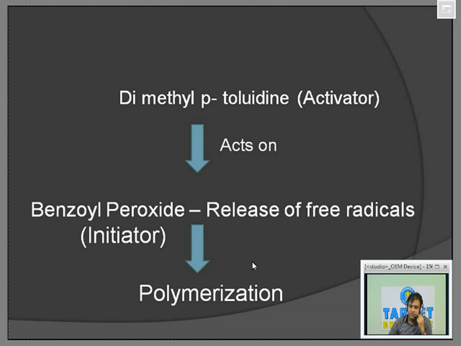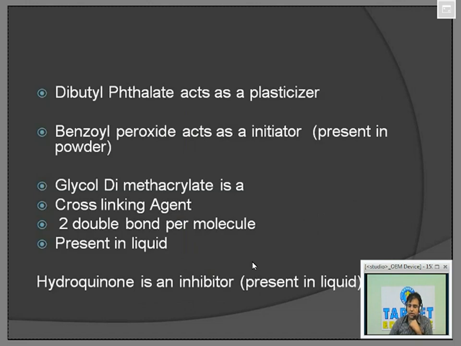The other questions which can be asked regarding this topic is that dibutyl phthalate is also a component that acts as a plasticizer. Then glycol dimethacrylate is a cross-linking agent. The thing to be noted is that glycol dimethacrylate possesses 2 double bonds per molecule, while the methyl methacrylate monomer has a single bond per molecule. So this can also be asked as a question, and this is present in the liquid component.